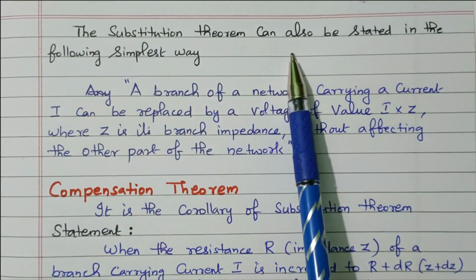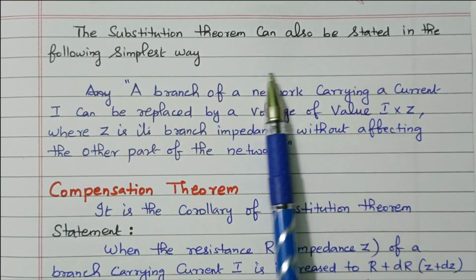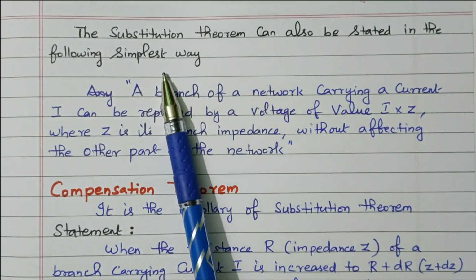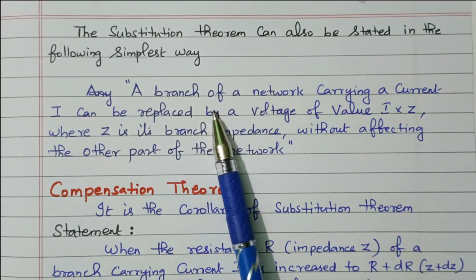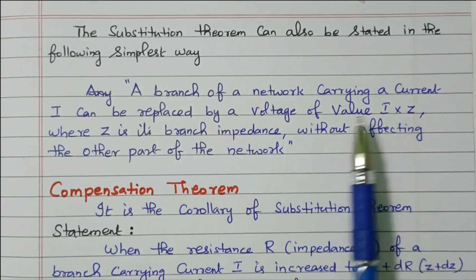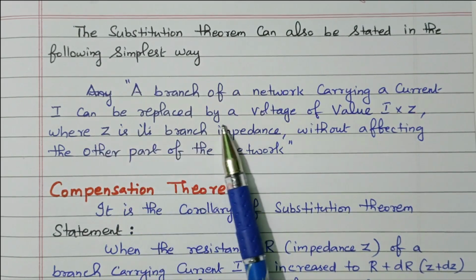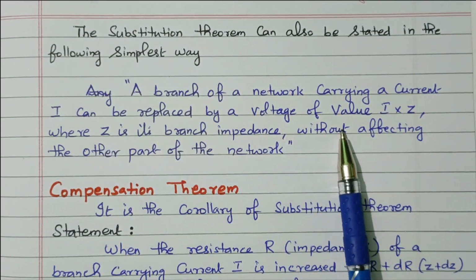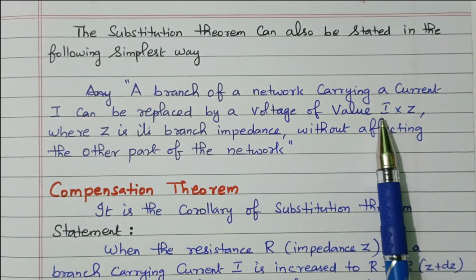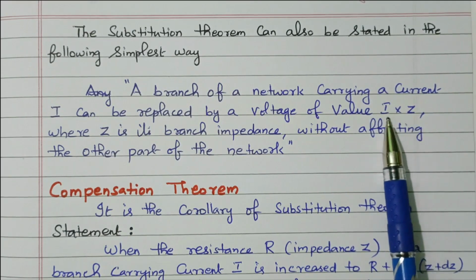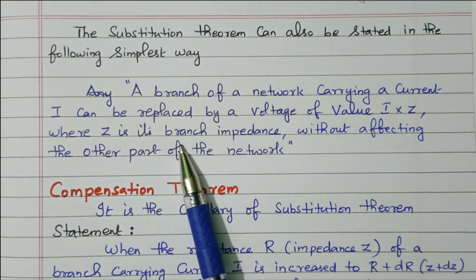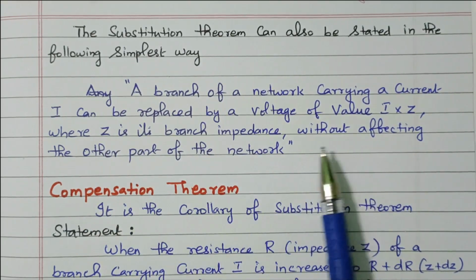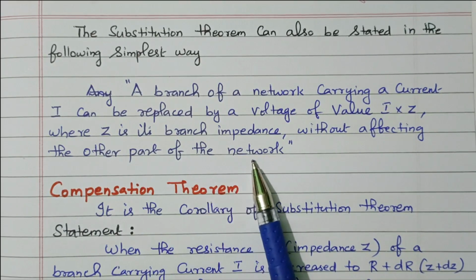The substitution theorem can be stated in the following simplest way. Another way of statement is available. A branch of a network carrying a current I can be replaced by a voltage of value I into Z. V equal to I into R. I into Z, impedance, current into impedance, where Z is its branch impedance, without affecting the other parts of the network.